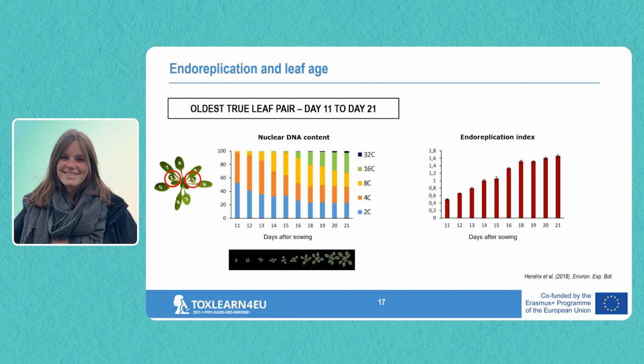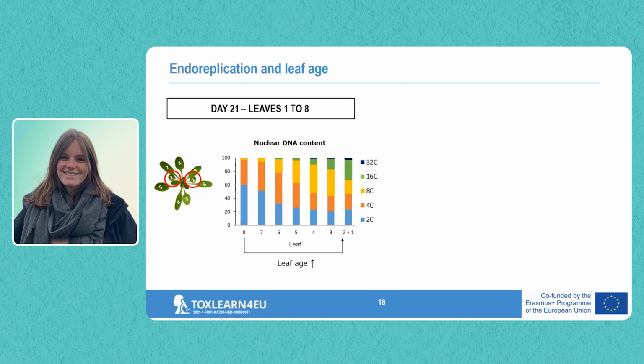And now when we calculate this endoreplication index, which tells you how many endocycles an average cell has gone through, you'll also see that it increases over time. Then I did the same thing, but instead of following one leaf or one leaf pair over time, I waited until my rosette was 21 days old, and then I analyzed ploidy levels in each of these individual leaves.